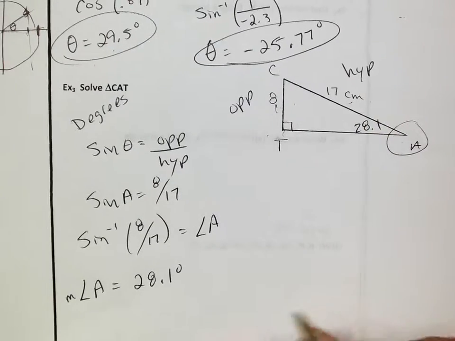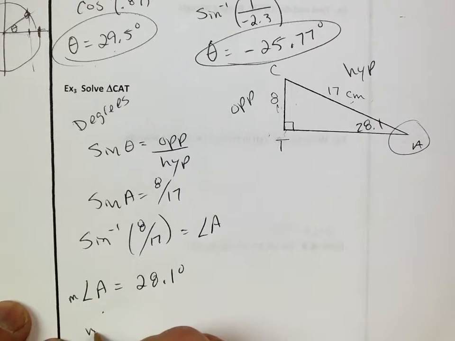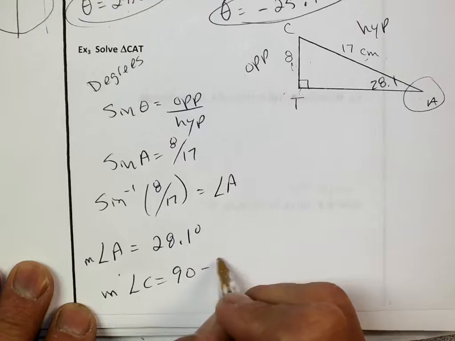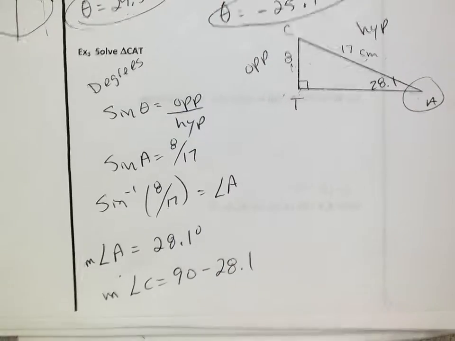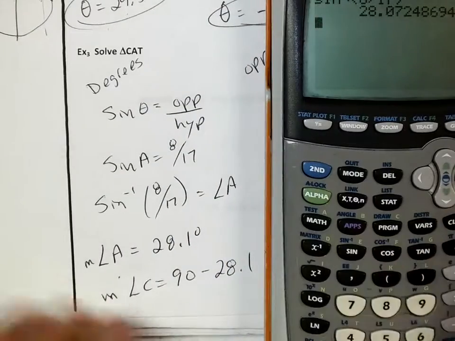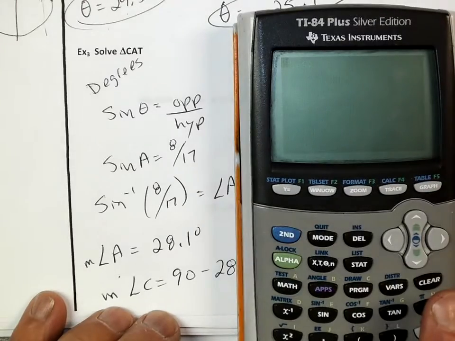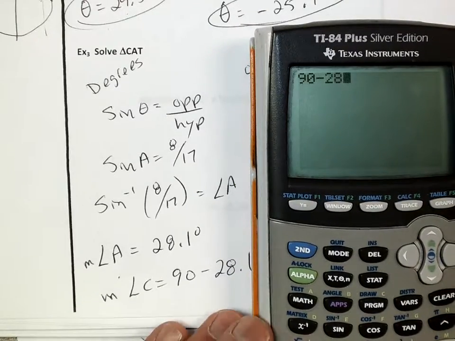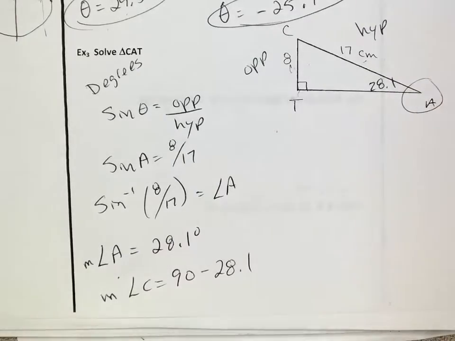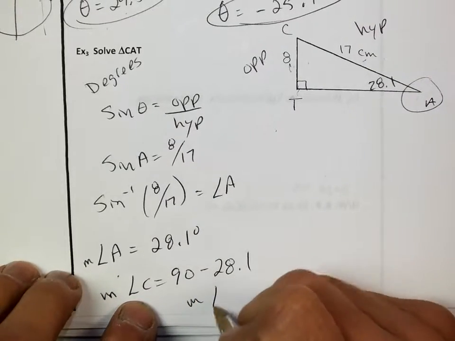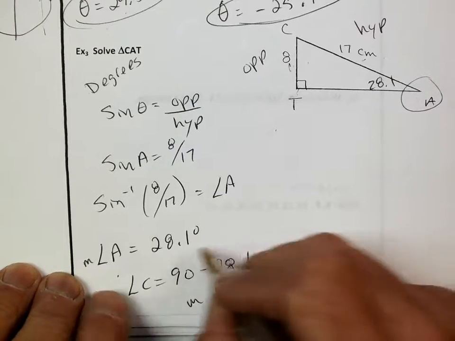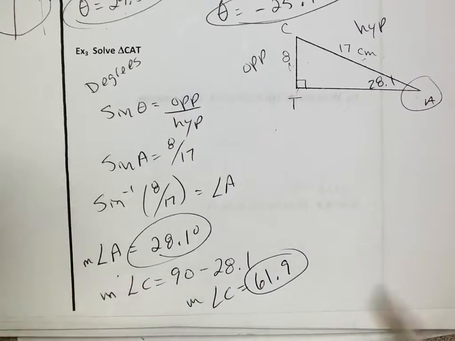So angle C is easy. The measure of angle C is just going to be 90 minus 28.1. I can do that, just use my calculator, right? If I go 90 minus 28.1, I get about 61.9. So the measure of angle C is about 61.9. Got it, okay? So far so good.